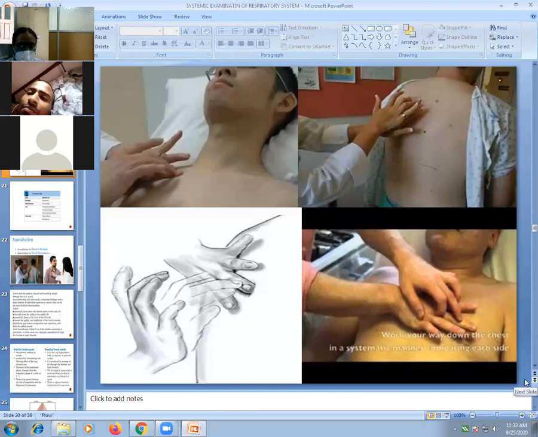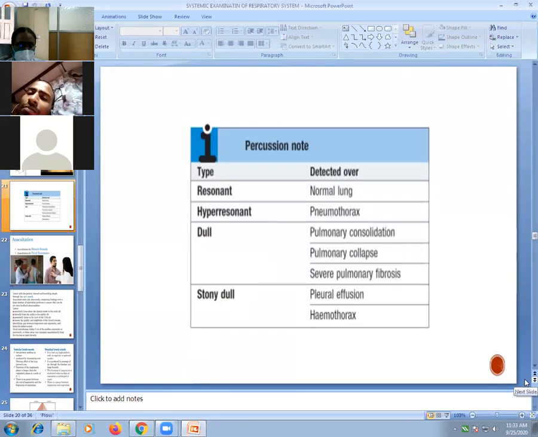Now after percussion, what do you get? If your lung is normal, your lung contains air. If air is present, you should get a resonant note. If there is pneumothorax, meaning air in the pleural cavity, it is a hyperresonant note. If there is solidification of the lung tissue, meaning there is no air in that part of the lung, then it will be a dull note. So causes for dull note: pulmonary consolidation, collapse, and fibrosis. These are the causes for dull note of percussion.